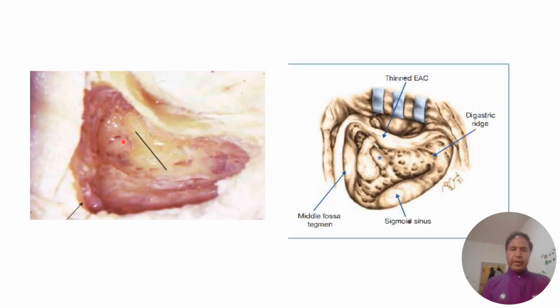Now we can see this is the dural plate, middle fossa tegmen. This is the sinus. This is the sinodural angle here, Citelli's angle. And this is the mastoid antrum, mastoid cavity. This is the EAC wall. It is thinned out, an intact wall. This is the digastric ridge here.